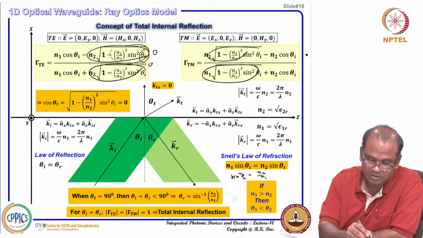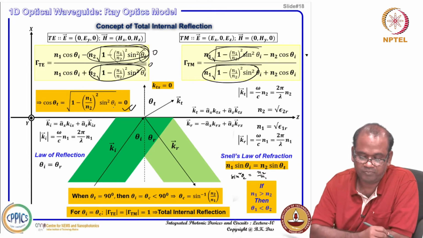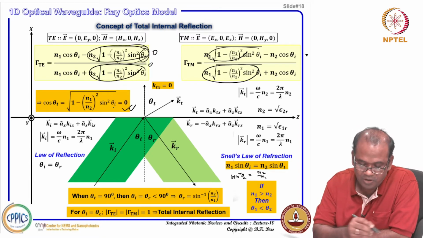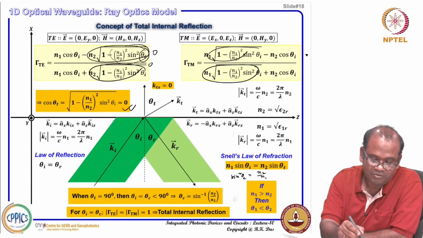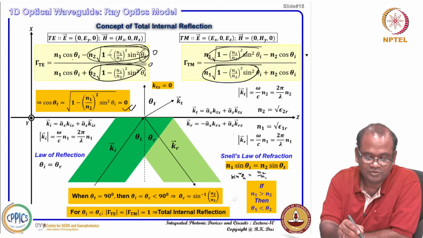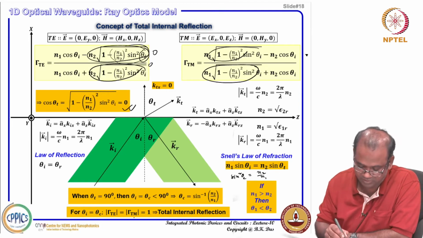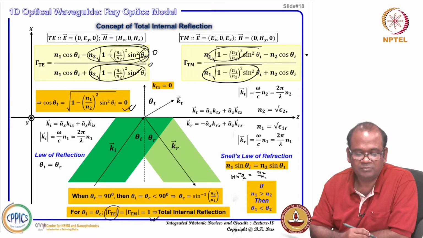So, in that case this cos theta t, particularly this value, is 0, as I have written. If that is the case, then the first term's numerator and first term's denominator are left over. So, if you just compare n1 cos theta I by n1 cos theta I, gamma t equals 1. So, gamma t equal to 1, we will be getting 1.